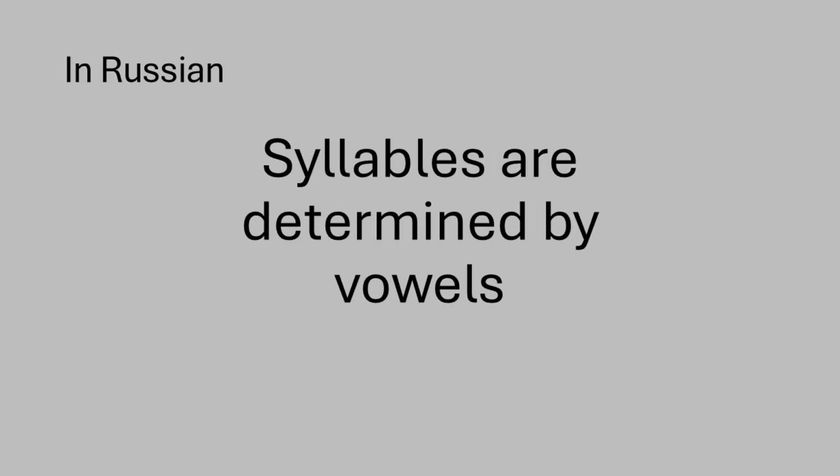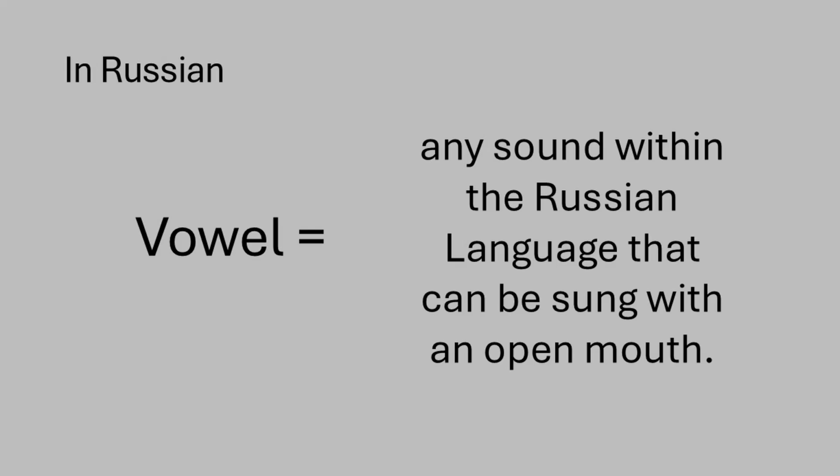Because in the Russian language, what determines a syllable is a vowel. Now, the definition of a vowel in Russian is any sound that you can sing with an open mouth. So even though you can go ooh, your teeth are still together. But if the mouth is completely open, ah, oh, ooh, that's a vowel in Russian.